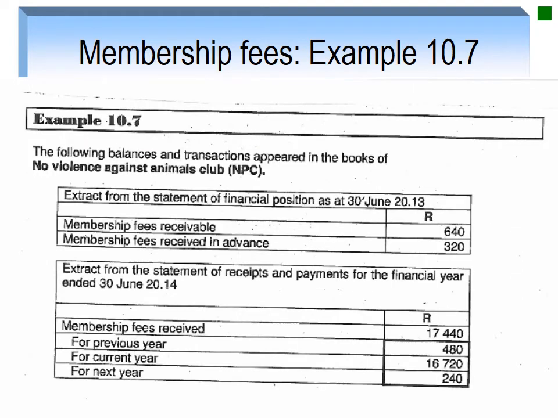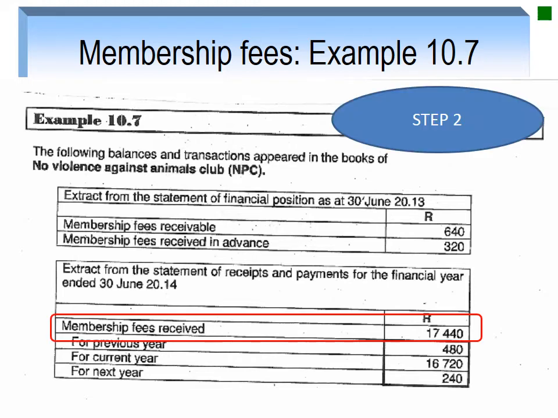So now we're going to look at step 2. In step 2, we are now going to account for the membership fees received in the current year, 17,440 Rand. At this stage, we're not worried about which year they're related to. You will see that 17,440 has been broken down into amounts received this year that actually were receipts for last year's membership fees. 16,720 was this year's membership fees received this year. 240 membership fees was an amount we received this year, but it's actually membership fees for next year. The total of those three comes to 17,440.